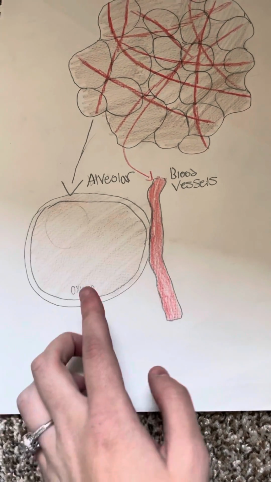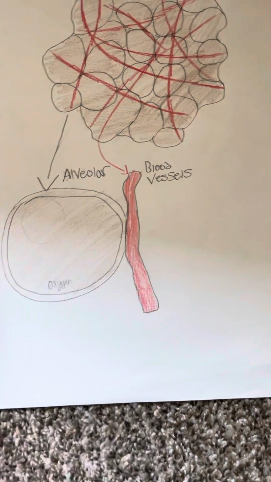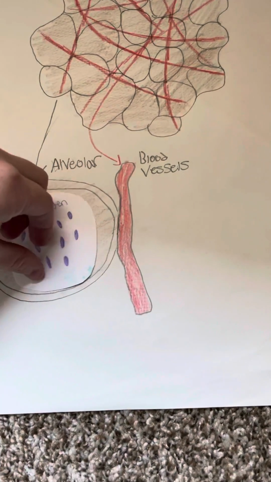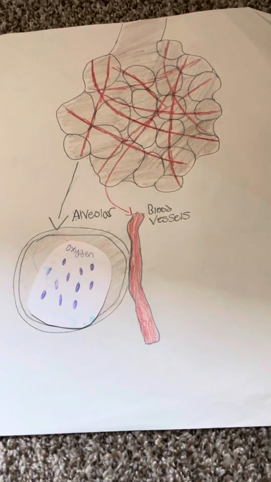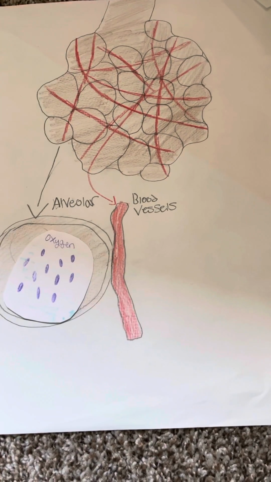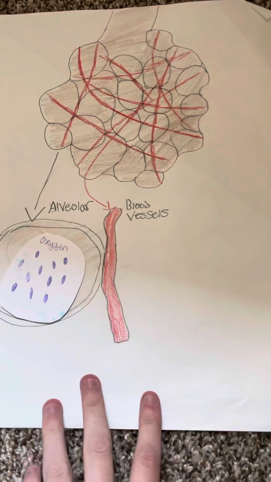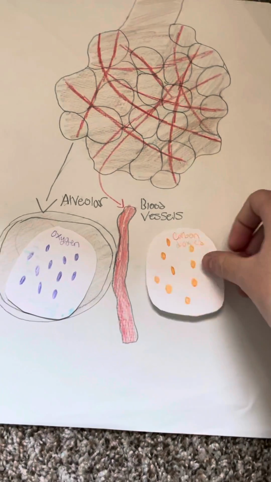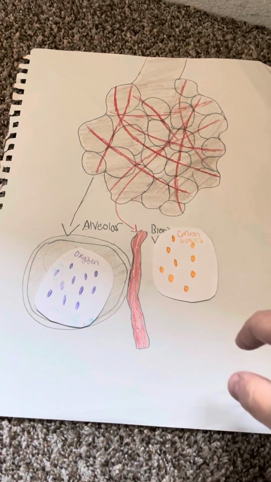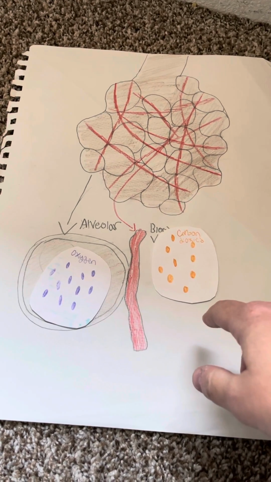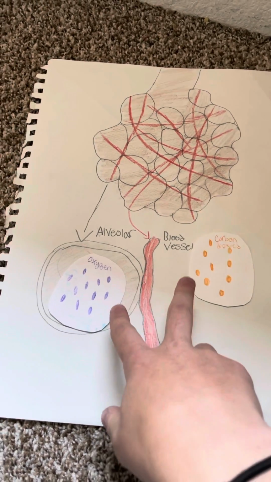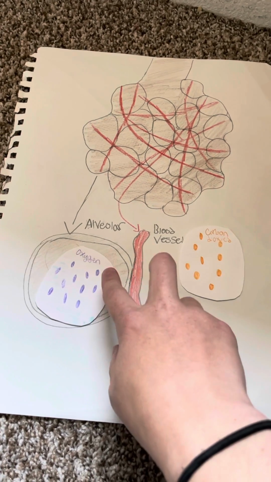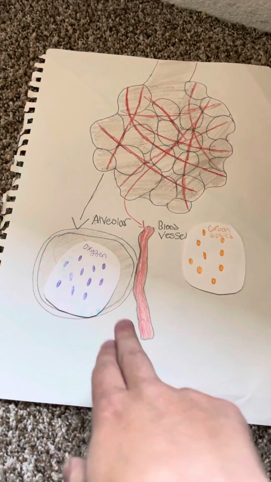close up. So the alveolus has a lot of oxygen. It contains high amounts of oxygen because we're breathing in the oxygen from the air and it gets in our lungs. And the blood vessels have a high amount of carbon dioxide. And the high amount of carbon dioxide in the blood vessels causes the alveolus and the blood vessels to diffuse.